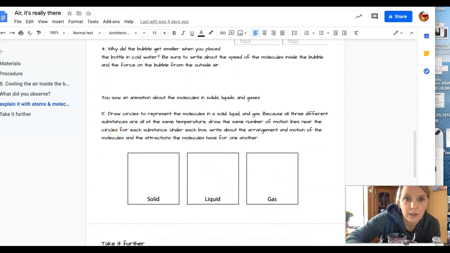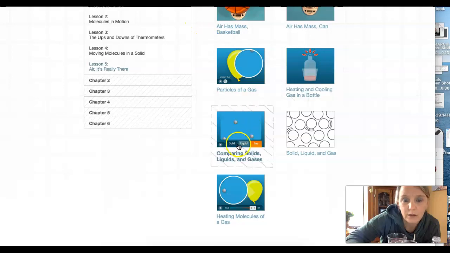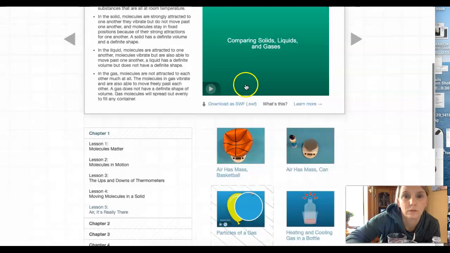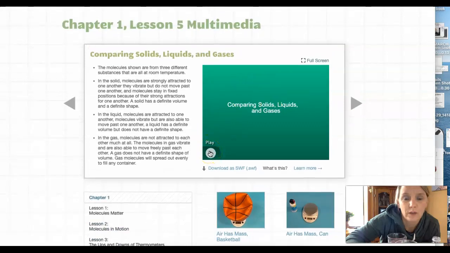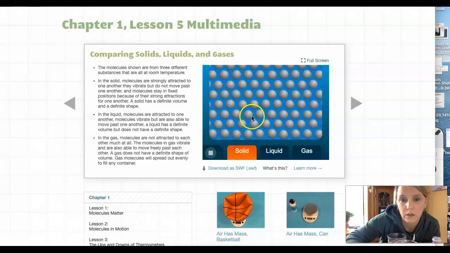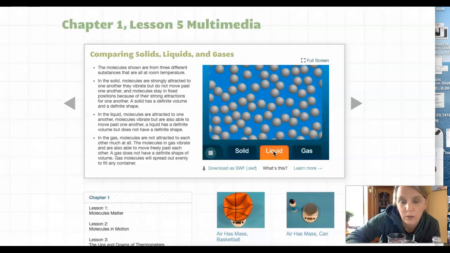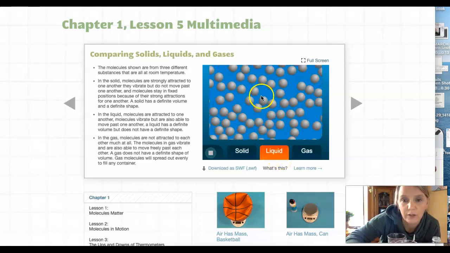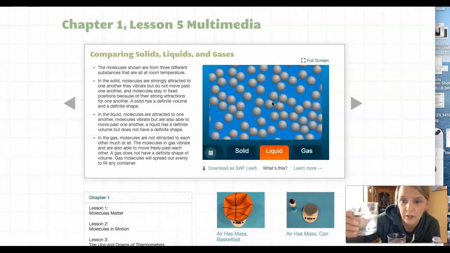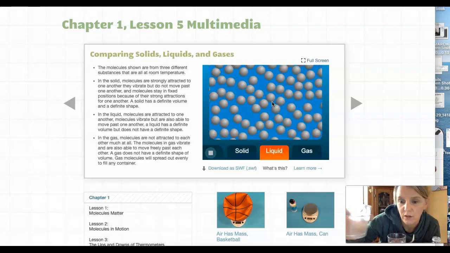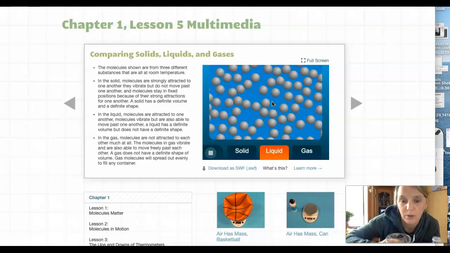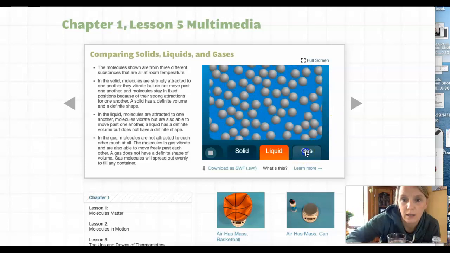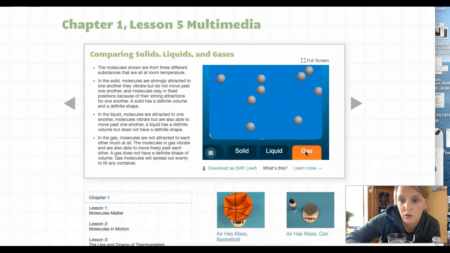I'm going to show you this animation comparing solids, liquids, and gases. Okay, so here in a solid, remember, these are all in a line. Molecules are still vibrating. In a liquid, they are moving, but they're moving past each other, right? Liquid takes on whatever shape of the container that it's in. I can pour this water into a cup that has a square bottom, and it's going to take on that shape. And in a gas, total randomness, right?